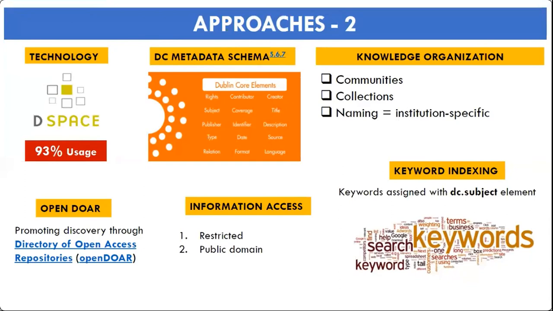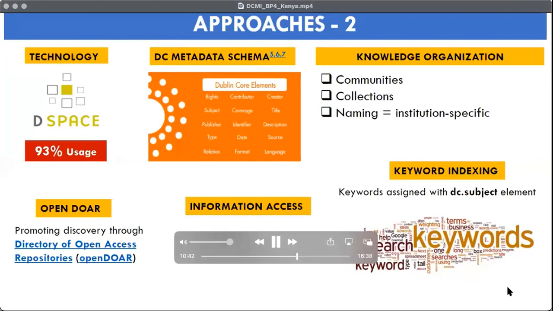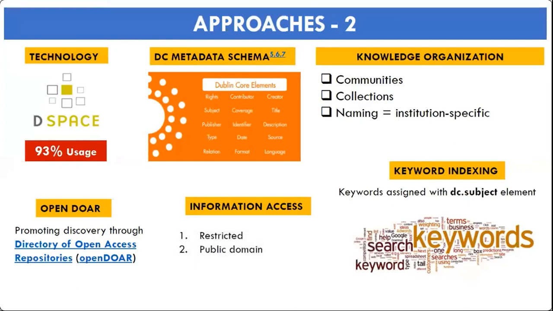Then we had OpenDOAR, that is one of the approaches that the universities are using to promote discovery. They have put all their institutional repositories on the Directory of Open Access Repositories, that is OpenDOAR.